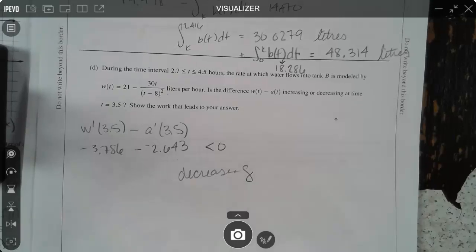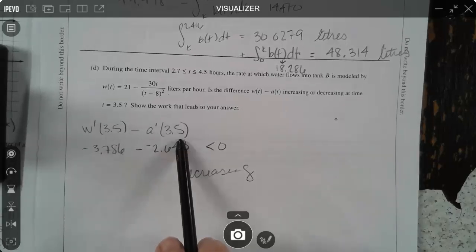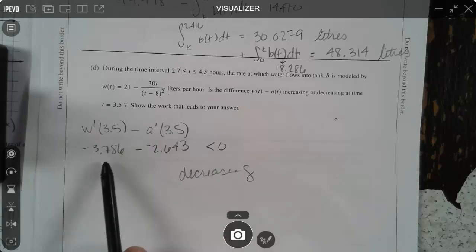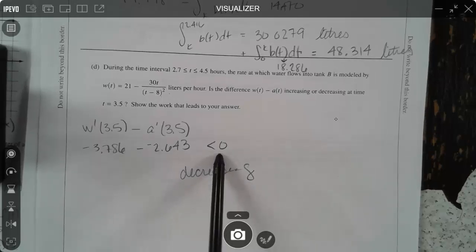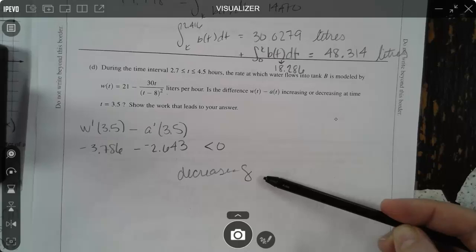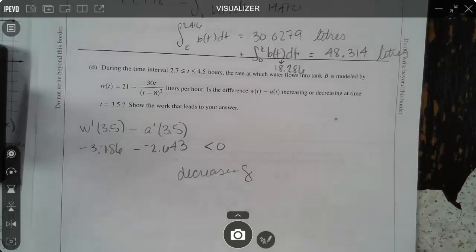Okay, part D. So part D asked me the rate, let's see, is the difference increasing or decreasing? So what I'm talking about is the derivative positive or negative? I can subtract derivatives very easily. So I do the derivative at 3.5 for A, subtract them, and I find that it's negative. So if you subtracted and showed that it was less than 0, you got a point, and then you got a point for just saying that it was decreasing. It doesn't say justify, it just says show the work that leads to your answer.